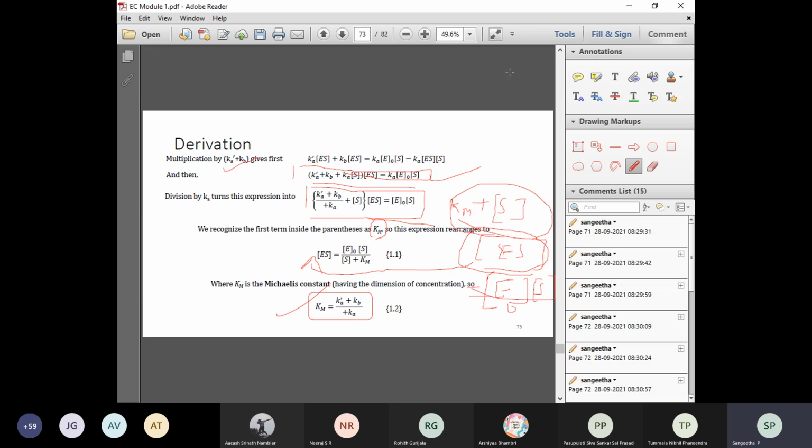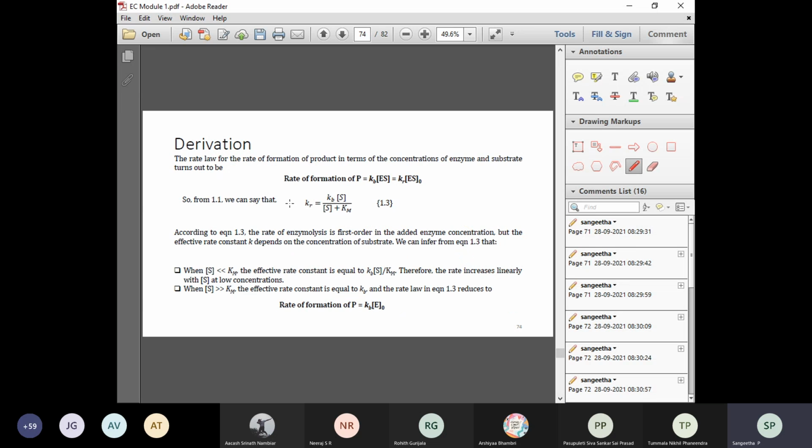So from the earlier equation 1.1, we are getting back to this, and you can see in this case Kr is equal to Kb into S divided by the concentration of the free substrate plus the Michaelis constant. This gives you the rate of enzyme lysis, which is first order in the added enzyme concentration, but the effective rate constant K depends on the concentration of the substrate. So that is also there.